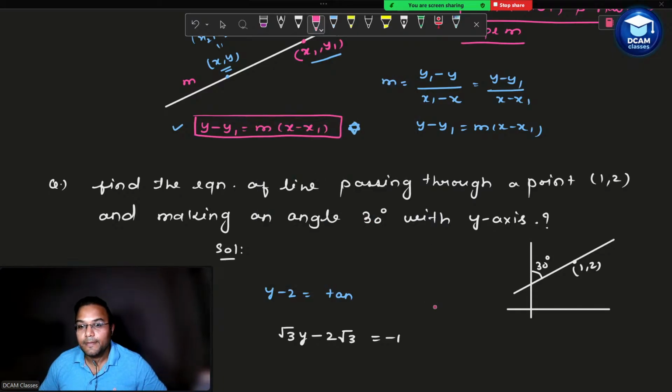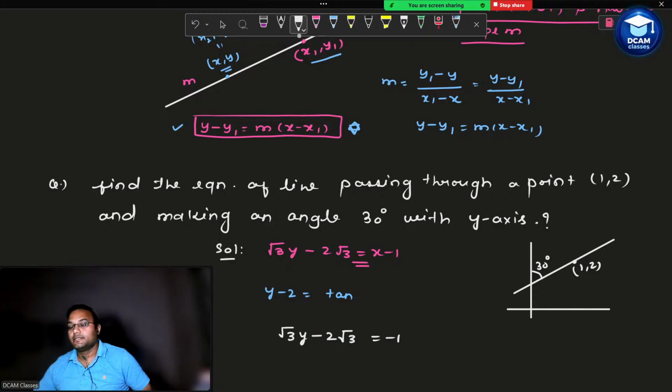Okay. This one is your answer, na? Yes, sir. Let me check. See, Venkatesh. Now 30 degree is the angle, but we want the angle with the x-axis. So this 60 degree we want.